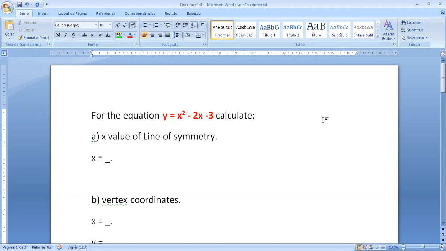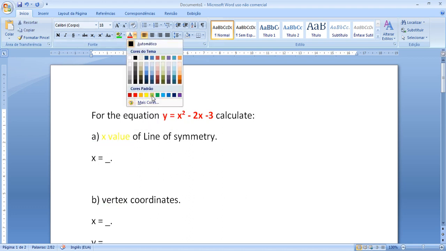Hello guys, this is another video now about graphing quadratic equations. We are going to use the formulas to find answers for the following question. For the equation y equals x squared minus 2x minus 3, calculate the x value of the line of symmetry.